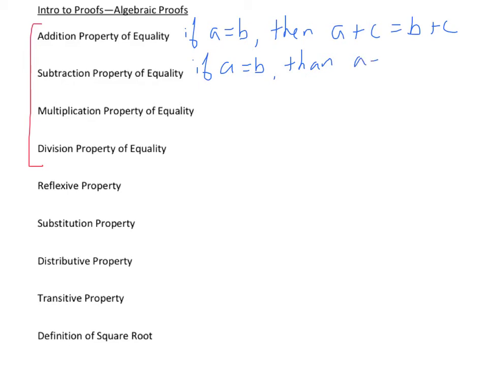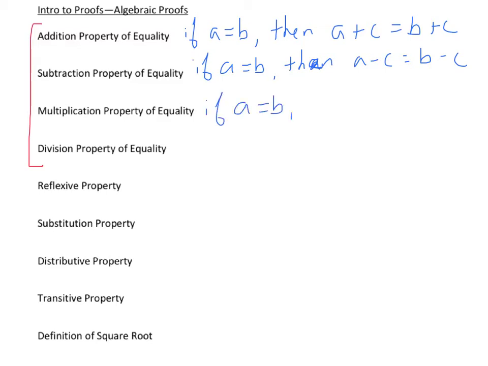It still equals. The subtraction property is essentially the same thing, but instead of addition, we are subtracting a constant from both sides. So again, if you subtract or add the same amount to both sides of an equation, you have a continued true statement or equal statement. Multiplication works the same way.